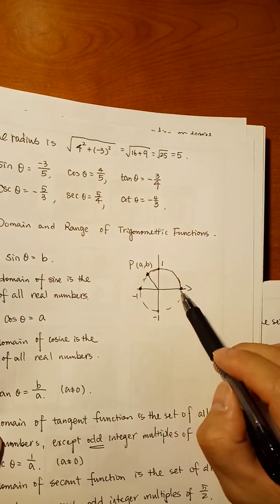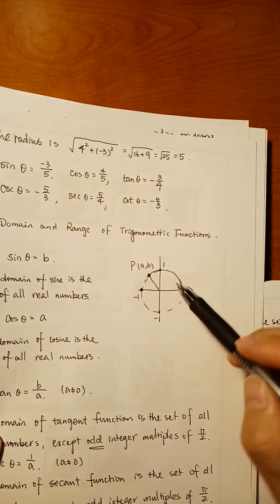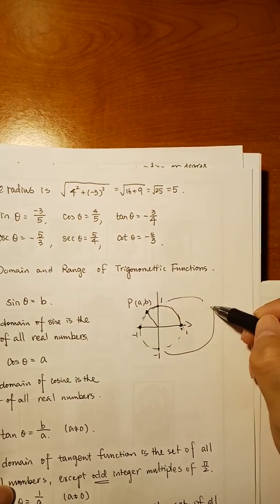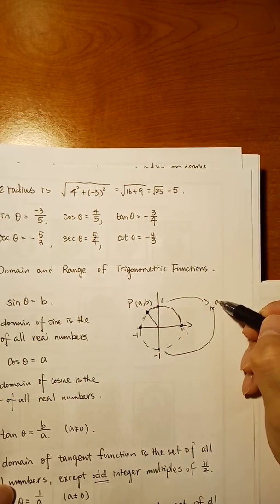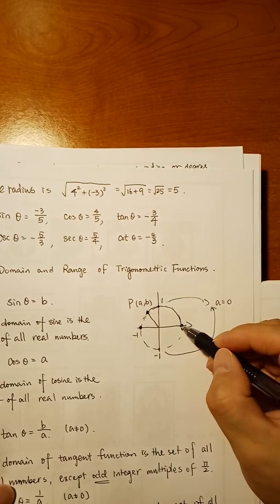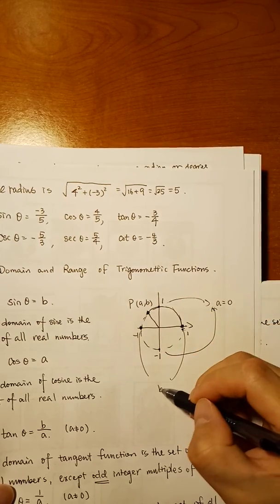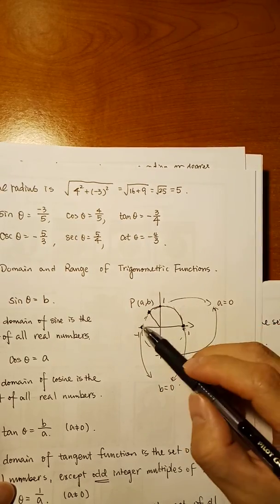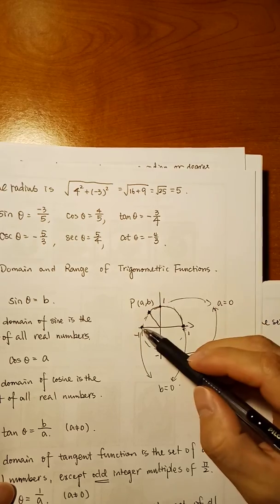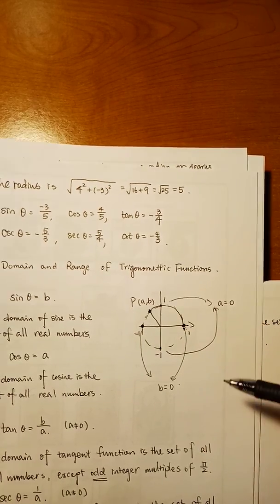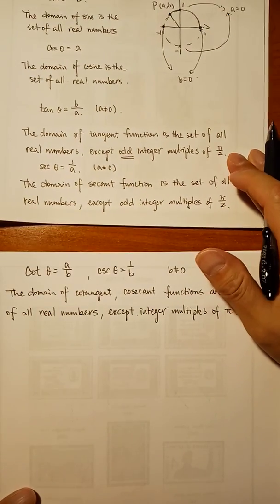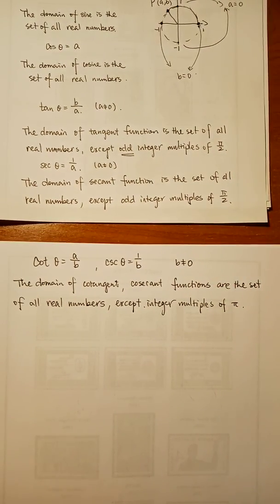Okay, so just right, left point b is 0, top bottom point a is 0. So let's put it here. We just label them here. Top bottom a is 0, left right b is 0. So they are both excluded for the corresponding trig functions. Okay, so that's our domain of the 6 trig functions.